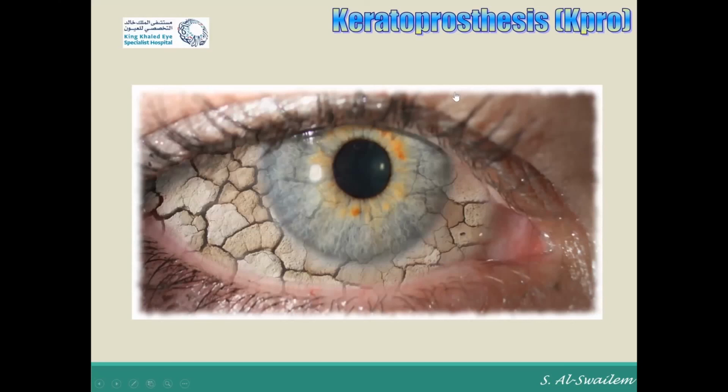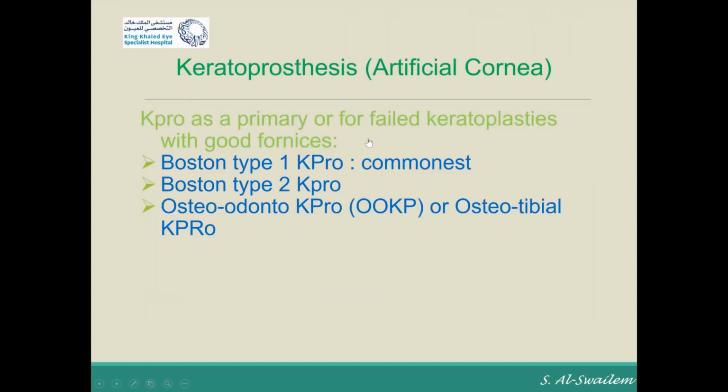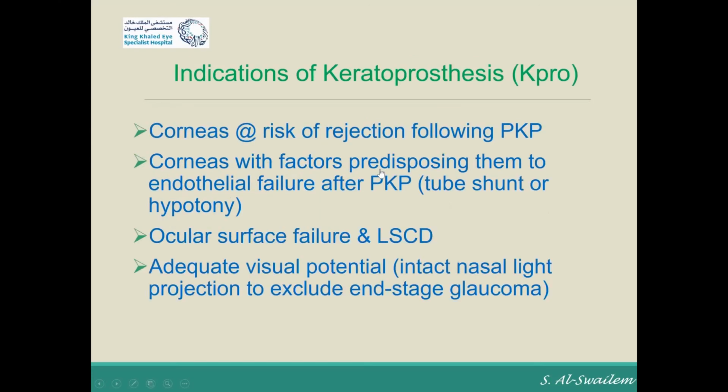Keratoprosthesis or KPro is an artificial cornea, and it can be used as a primary procedure or for a failed keratoplasty, with good prognosis. And there are, up to now, three popular keratoprostheses in the world: Boston type 1 KPro, Boston type 2 KPro, or osteo-odonto-keratoprosthesis. And of course, there are a few that are less popular with short-term survival, like Keraclear and so on. We're not going to discuss these types in detail. So Boston type 1 is the commonest, and I will show you the picture of each one of them.